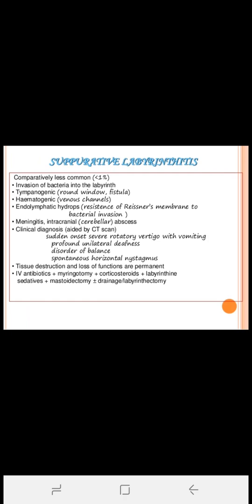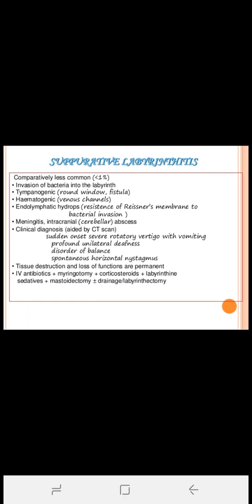lead to suppurative labyrinthitis. In suppurative labyrinthitis, there will be sudden onset of severe rotatory vertigo with vomiting, and there will be profound unilateral deafness and disorder of balance, and the disorder of balance will not get better even after the infection gets cured. There will be spontaneous horizontal nystagmus also.